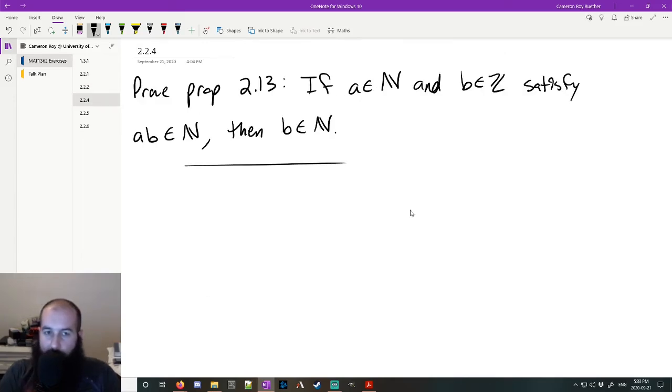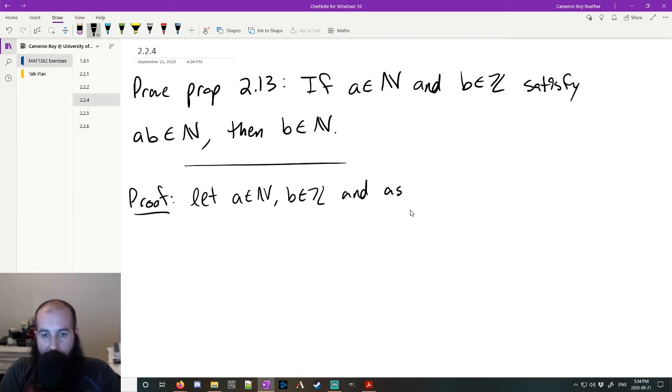Exercise 2.2.4 is to prove proposition 2.13, which states that if we have a natural number A and some integer B, and they satisfy the property that A times B is natural, then B must have been a natural number. So the proof for this is going to rely heavily on proposition 2.3. So first, let's get our assumptions. Let's let A be a natural number, B be an integer, and assume that A times B is natural.